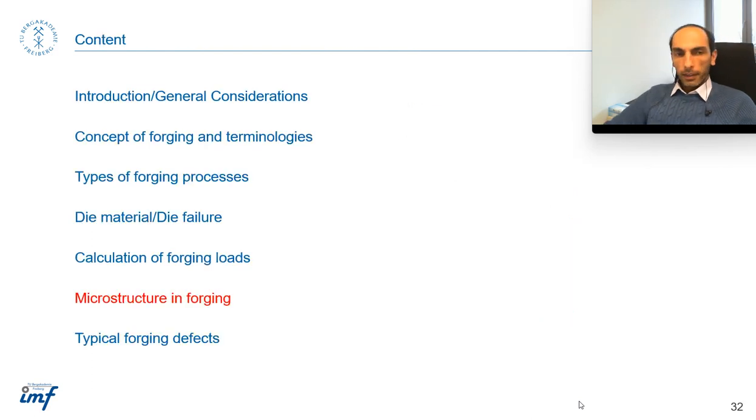Okay, this level is enough for the analytical calculation. As I said, of course, there are many other approaches for more accurate calculations, bringing the redundant work into the calculation, but I just wanted to introduce the analytical approach, and we do not have time, of course, to go deeper. And the next topic is the microstructure in forging.